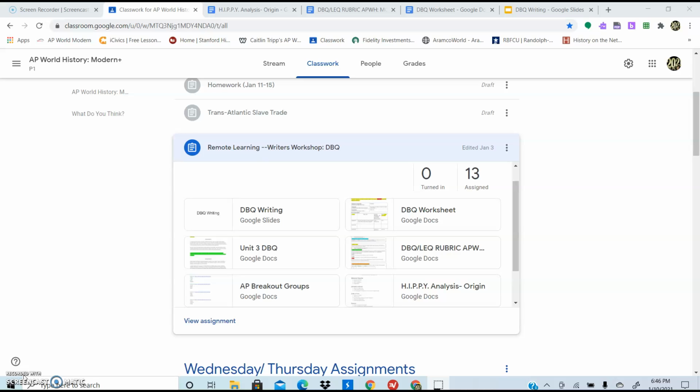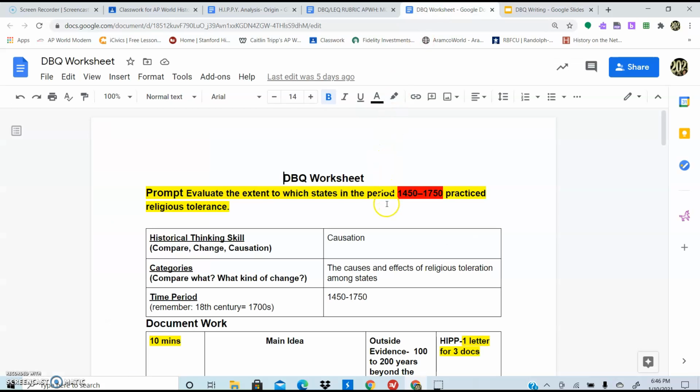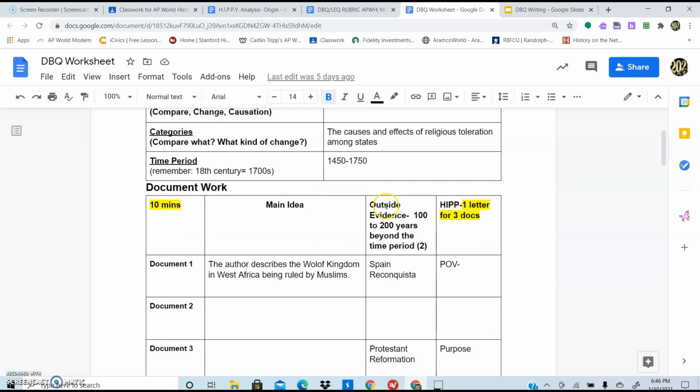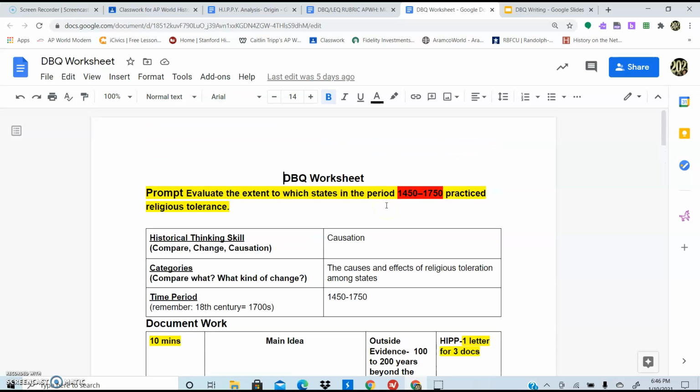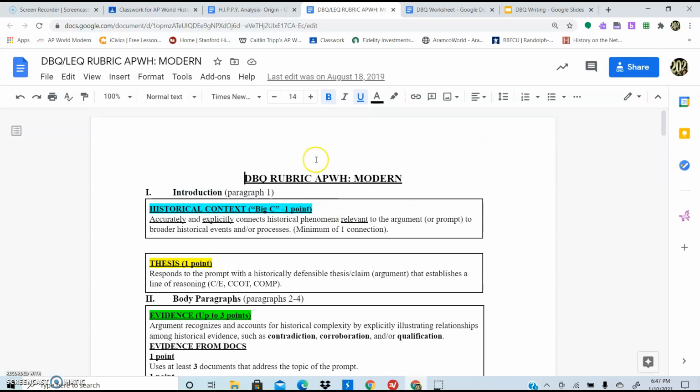All right, so with that being said, the couple of things that you'll find in here, of course, the DBQ Writing Google Slides. I've created the slides for you. Your DBQ worksheet. You will always have a brand new DBQ worksheet to work off of to make sure that you are organizing your thoughts. You can actually utilize this as well while taking your exam, if we have to take our exam online. You will be more than willing to use this. Your DBQ rubric is also within this assignment.